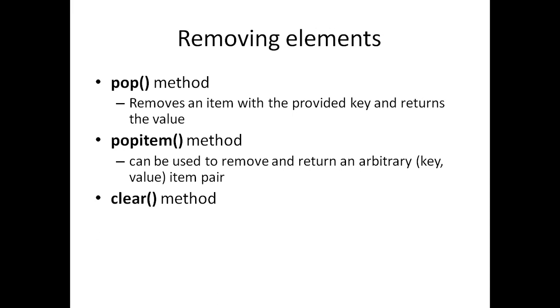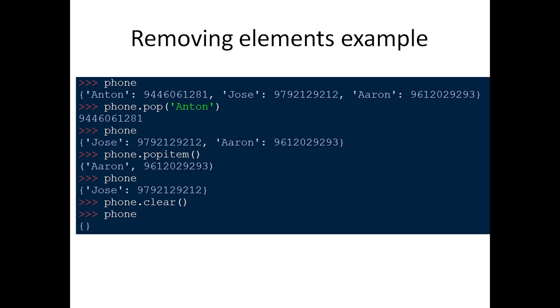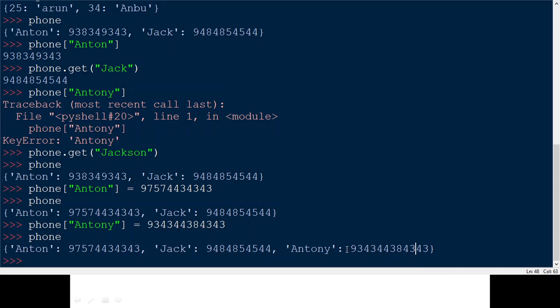Okay. Then there is the clear method also. If we use the clear method, all the elements will be removed from the dictionary. And we can also use the del keyword to remove individual items, or the entire dictionary can be removed using the del keyword. Okay, we will see some examples, then you will understand this.